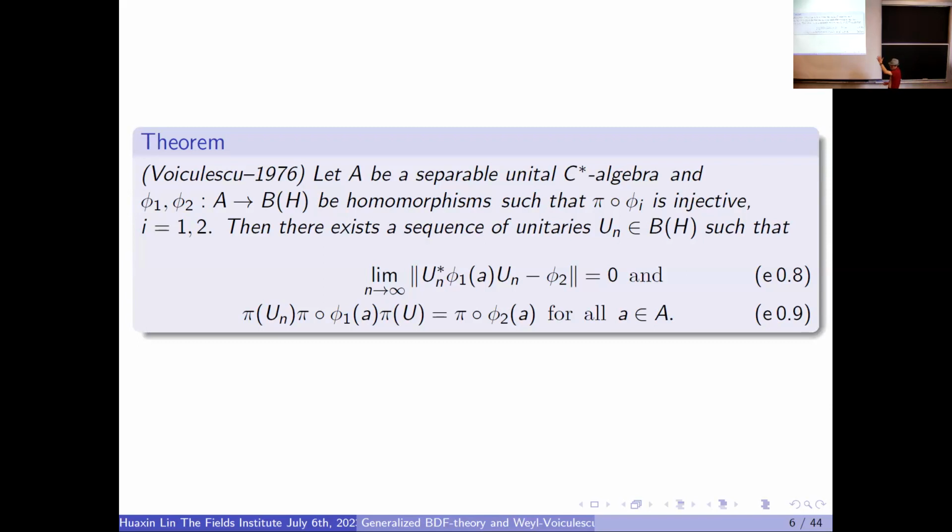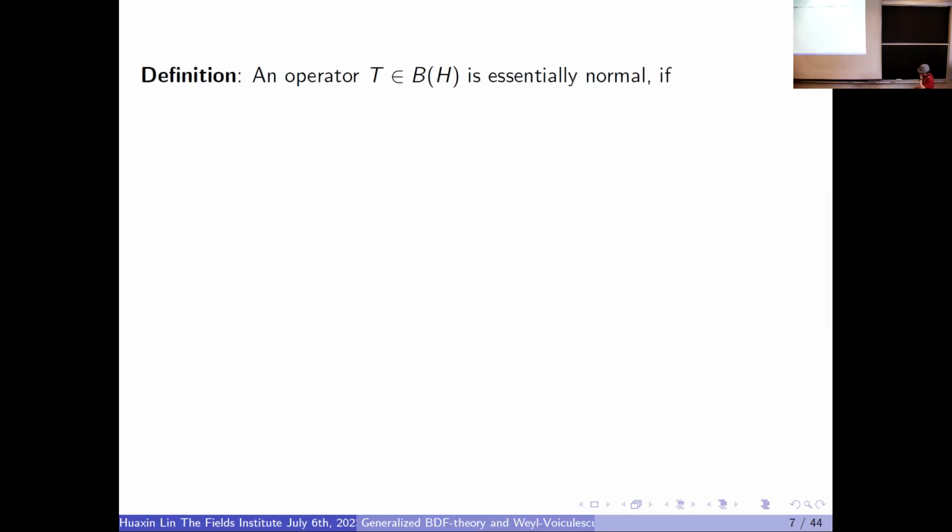So these look like generalizations of the previous ones, but this is really for any separable C-star algebra. Now, I want to go a little bit further. Let's say an operator T is essentially normal if in the quotient it is a normal element.